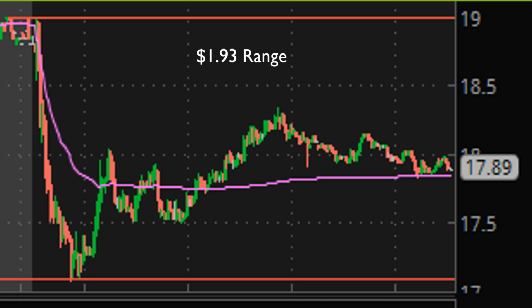If you're going to take a position in this stock, you might want to scale down relative to a stock that has a 50-cent range. If the stock has a 50-cent range, you might want to scale up in sizing and use a little bit larger sizing. That's why range is important, and it's something you have to think about whenever you're building your plan on that particular day.